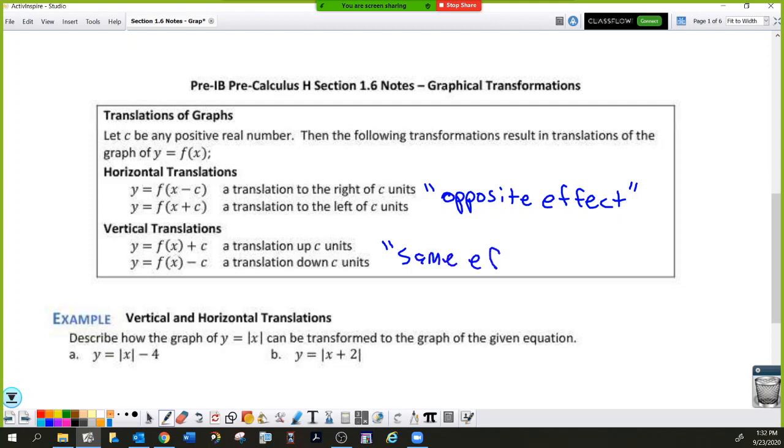And I am setting us up for something grand at the end, okay? So outside changes do exactly what we think they should. Inside changes do the opposite of what we think they should. And I have a cute little way of remembering that inside changes do opposite. And you say, okay, well, the inside changes are x changes, right?